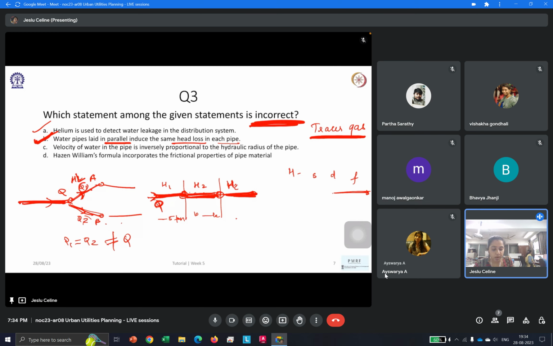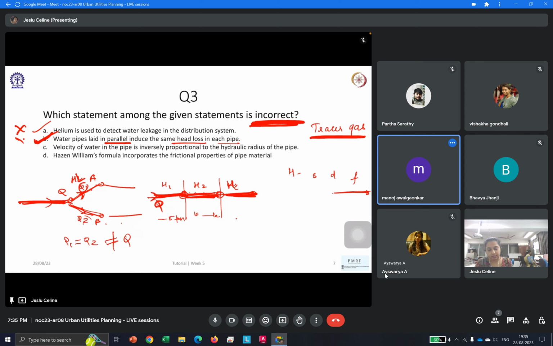Here we've been asked to mark the incorrect answer, so all these are not the answer for this question. Now the next one: velocity of water in the pipe is inversely proportional to the hydraulic radius of the pipe. Is it correct? Incorrect. Velocity is directly proportional to the hydraulic radius. Why do you say so? It's the Manning formula, 1 by n, R raised to 2/3, S raised to 1/2. So it is directly proportional.